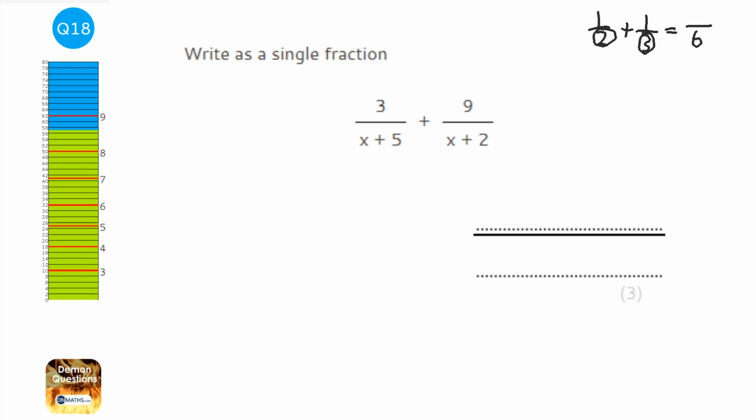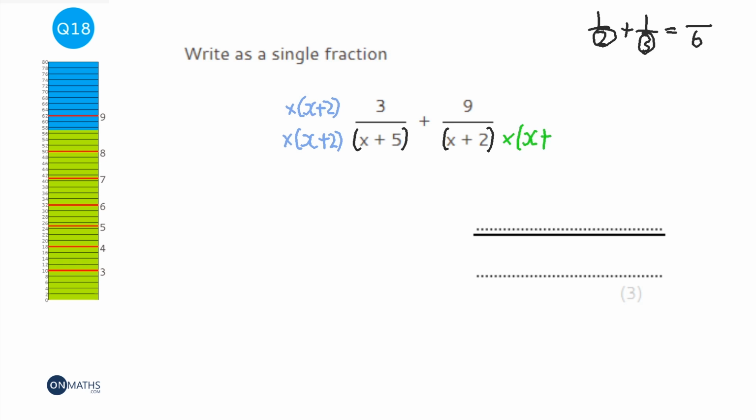Now whenever you see an expression in a fraction, always just imagine or physically draw in brackets around them, and that helps us. Now the common denominator between both of those is going to be just those two brackets. So what I want to do is times the left hand side by the right hand bracket, and times the right hand side by the left hand bracket.